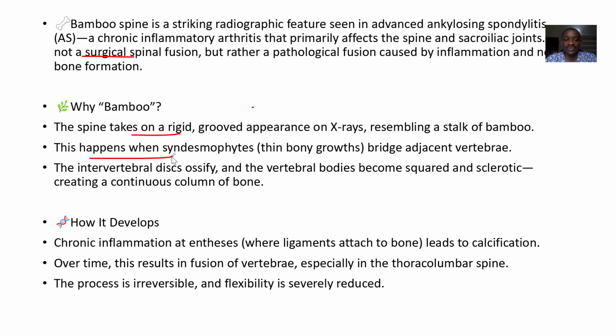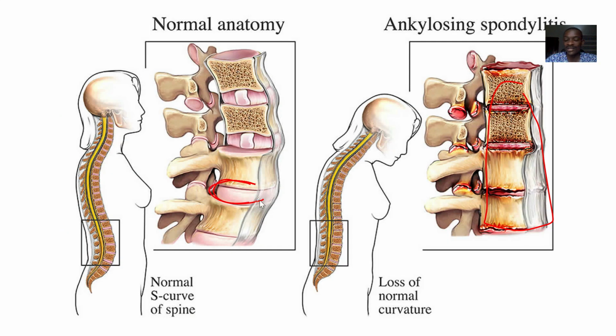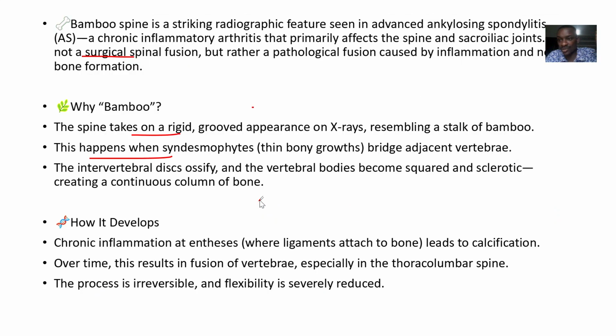So this happens when what? Syndesmophytes bridge adjacent vertebrae. So the intervertebral discs ossify, the vertebral bodies become squared and sclerotic, creating a continuous column of bone. So instead of the bone having clear demarcations, it looks continuous, with just a little demarcation looking like a bamboo stick. So how it develops: chronic inflammation is there. Over time, it results in fusion of the vertebrae, especially in the thoracolumbar spine.